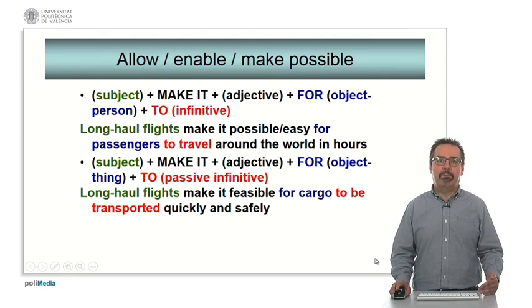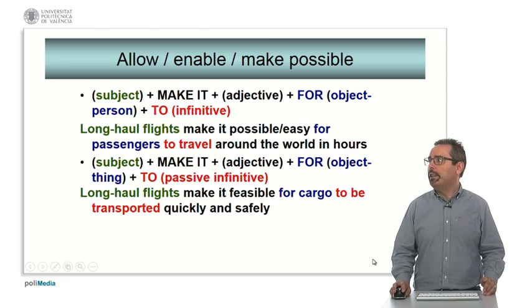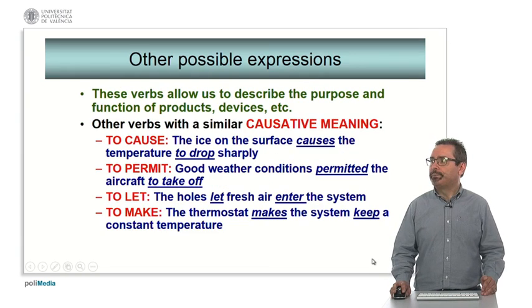Or we can use it in the passive as well. Long-haul flights make it feasible for cargo to be transported quickly and safely. Depending on the meaning, we must use active or passive constructions. But the general structure remains with for, object, and to introducing the infinitive of the verb.